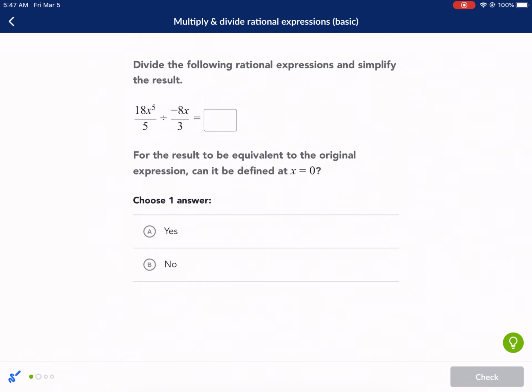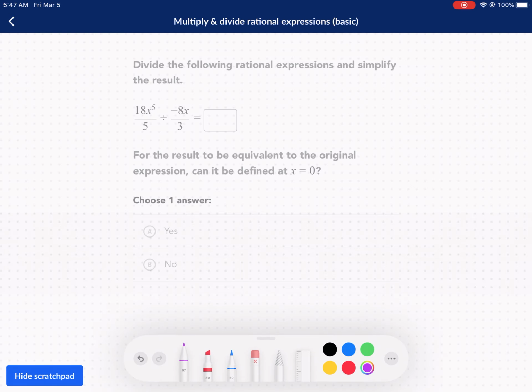Divide the following rational expressions and simplify the result. Same deal, but this time we're dividing. A lot of students like calling it keep, change, flip. We're going to keep this. We're going to change the division into multiplication, and then we're going to flip this guy. Okay, keep, change, flip. So let's go ahead and show what that looks like over here.